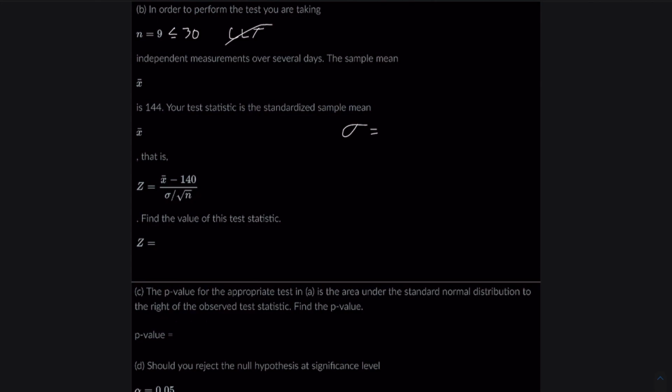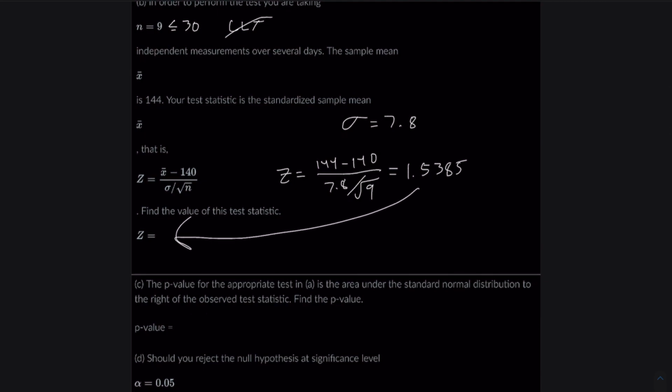Sigma equals 7.8. And so what we would do here is we would just plug all this into the formula. So z equals x bar 144 minus 140 over 7.8 over square root of 9. And this is going to be equal to 1.5385. So that's our value of our test statistic, and that would go right there.